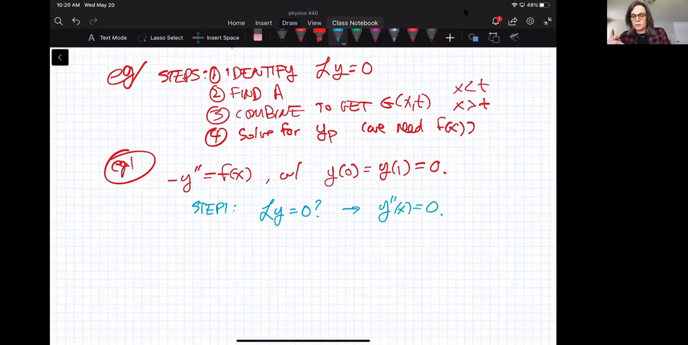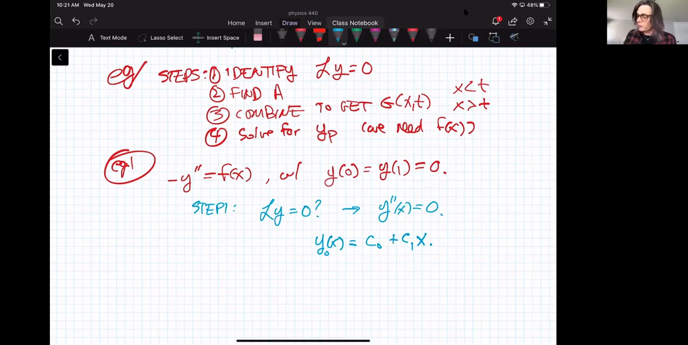Again, in one dimension, right? So what's the solution for this? We'll call this y sub 0, since this is the homogeneous term. What is the general solution for that? Linear. Yeah, so it's a linear equation, and we can write that as C0 plus C1 x, right? Then our next step is to find A.